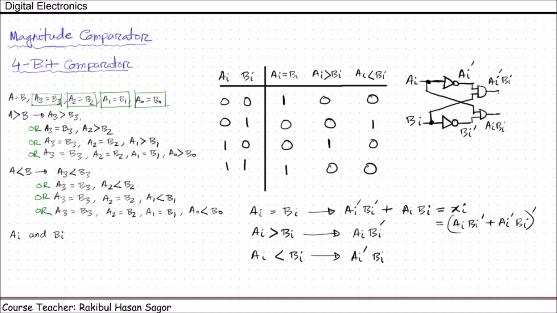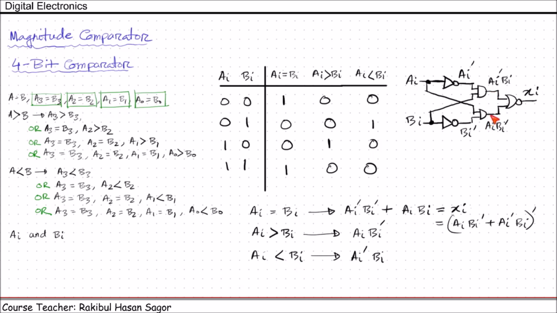Now, in order to get XI, these outputs must go through an OR gate, and then through a NOR gate. Here, this is the XI function output. Now, this is AI prime BI, which will show us AI is less than BI. That means if the output here is 1, then obviously AI is less than BI. And this is AI BI prime. We can take the output of this AND gate, and if this is 1, then we can say AI is greater than BI. So from this logic diagram, we can get all three conditions for any particular bit. If XI equals 1, then AI equals BI. If this output AI prime BI, which can be taken from the upper AND gate output, is 1, then we can say AI is less than BI.